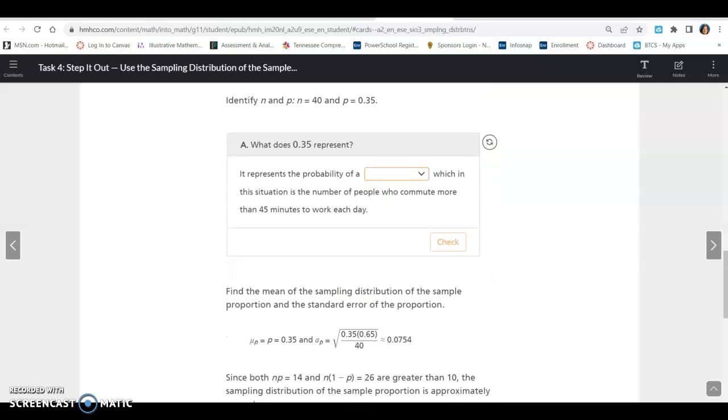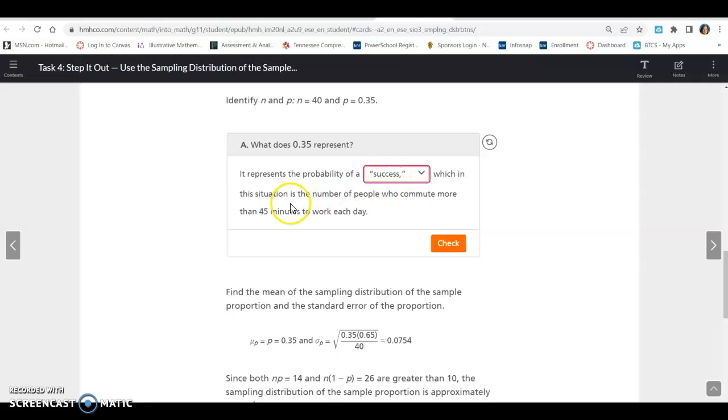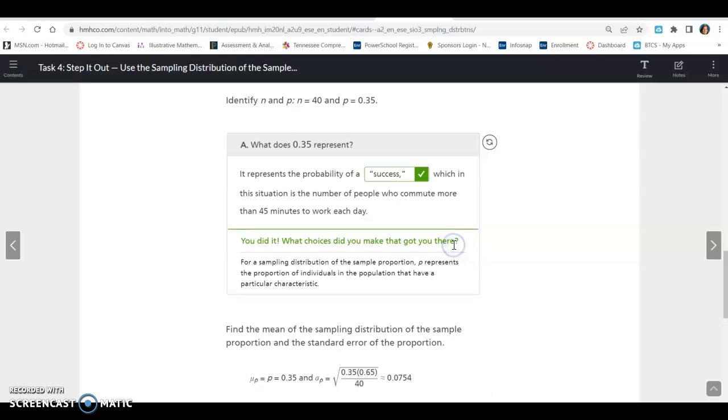That's considered our success. All right, so it says what does 0.35 represent? It represents the probability of success, which in this situation is the number of people who commute more than 45 minutes to work each day.